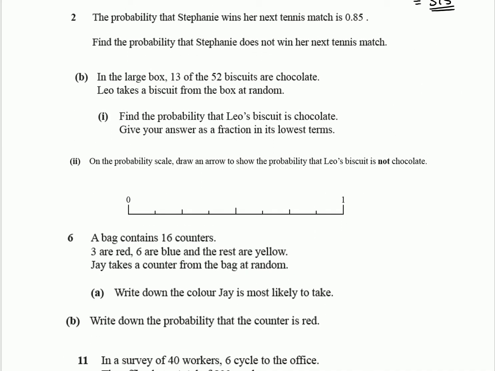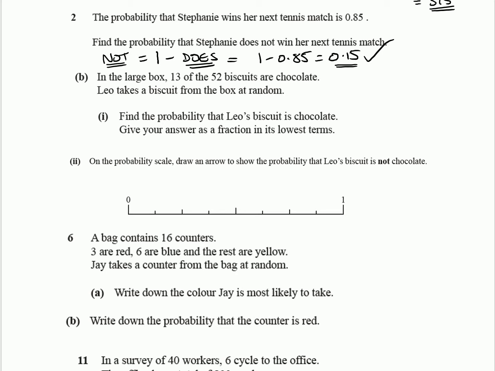Question 2. The probability that Stephanie wins her next tennis match is 0.85. The probability she does not win her next tennis match has to be whatever makes it up to 1. Remember, the probability of something not happening is equal to 1 minus the probability that it does happen. So in this case, it's 1 minus 0.85, which is 0.15, and that's our final answer.